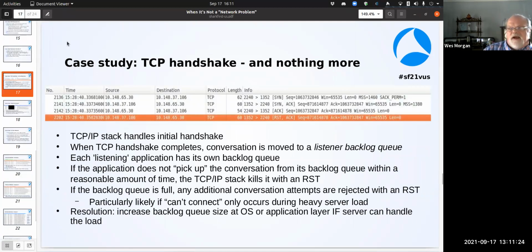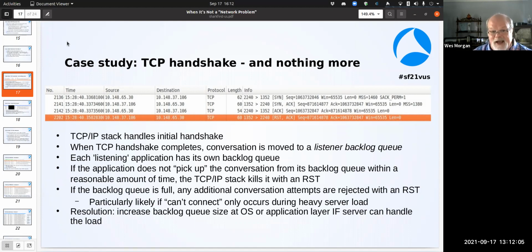We're going to take a quick look at a couple of fairly uncommon cases. One is you get through the TCP handshake and nothing more. So basically, you're looking at your capture data, and this is what you see: SYN, SYN-ACK, ACK, reset, over and over and over. Well, we know that the TCP stack handles the initial handshake. But when the handshake completes, that conversation is moved over into what's called a listener backlog queue. And every listening application has its own backlog queue.